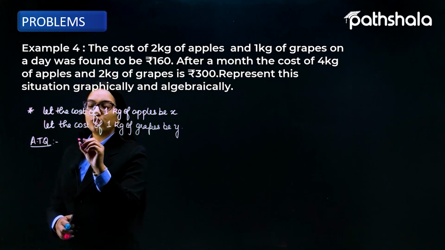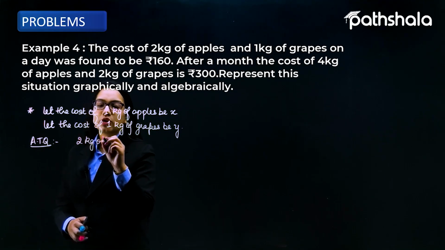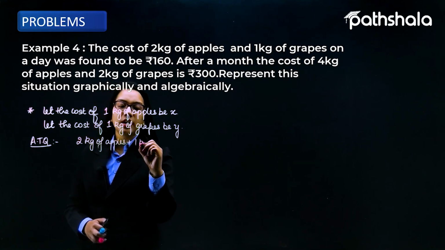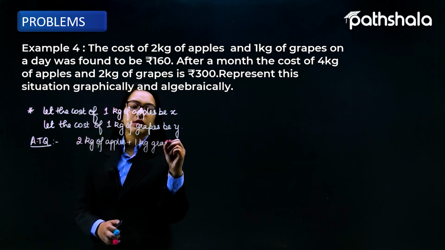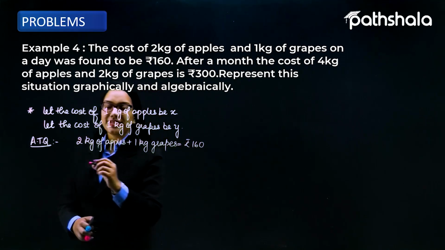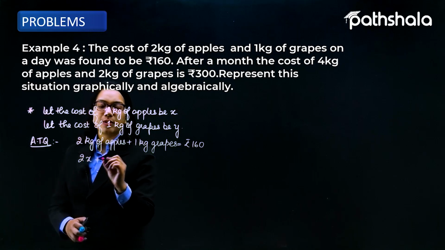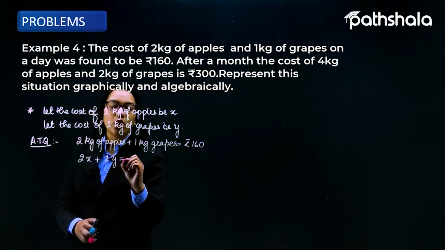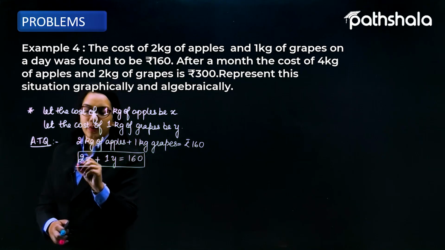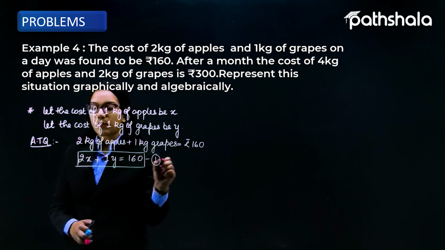So according to the question, it is given to us that on the day it was found that the cost of 2 kg of apples plus 1 kg of grapes is equal to rupees 160. So the equation would be of the form 2x plus y is equal to 160. So this would be the very first equation. Let us suppose I'm calling it equation number 1.